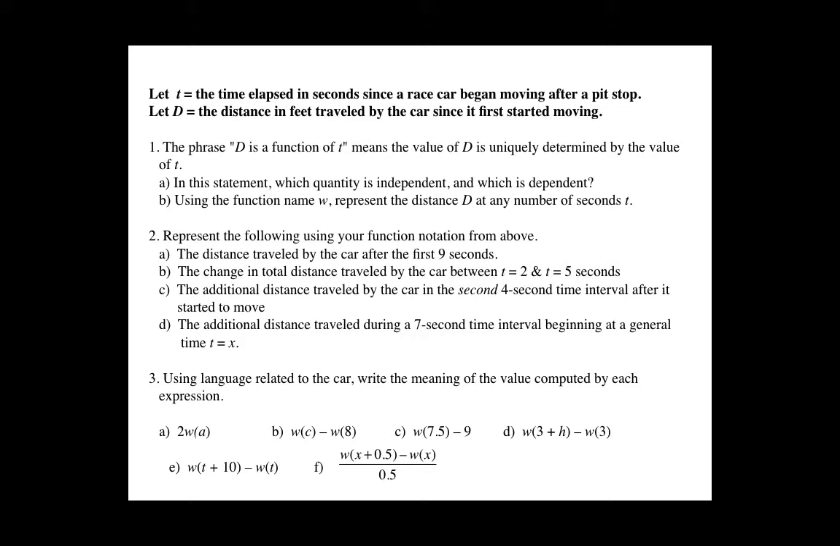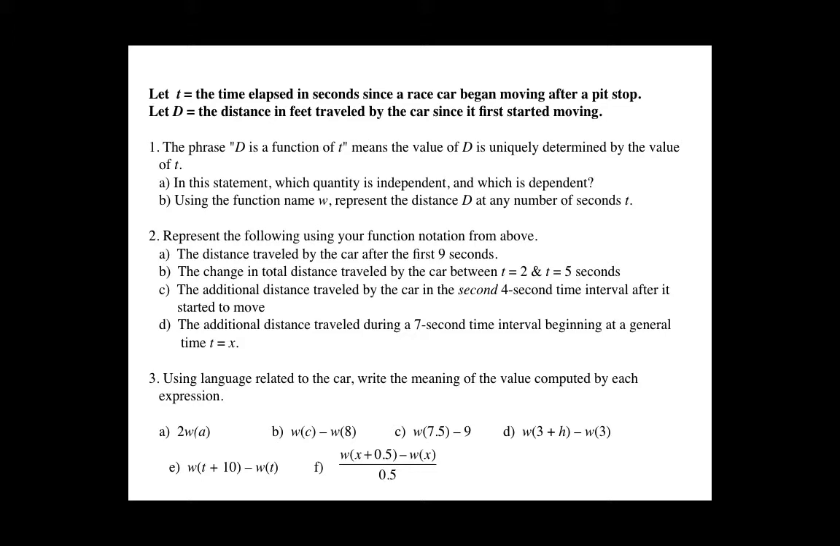But in any case, the phrase D is a function of t means that D depends on t. So thinking about that, this question number 2 asks us to represent a few different things using function notation with function W, and D and T are related by W. So if I wanted to talk about the distance traveled by the car after the first 9 seconds using function W, how could I express that? I don't know what that distance is, but what notation would indicate that distance?